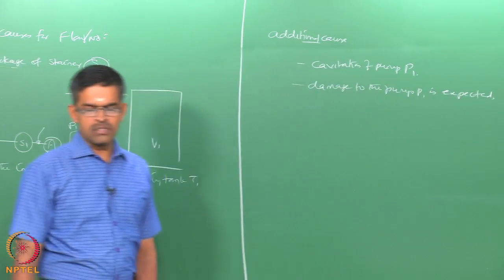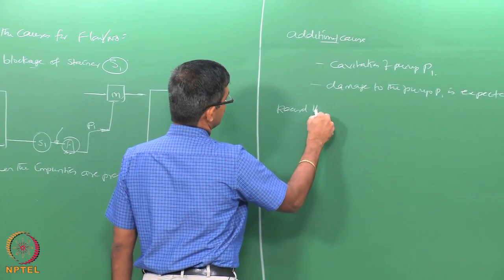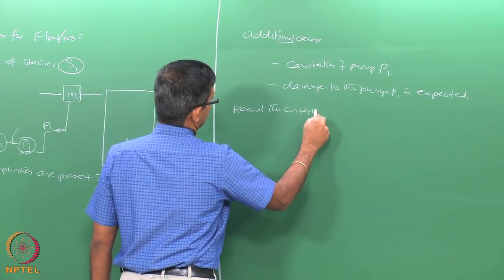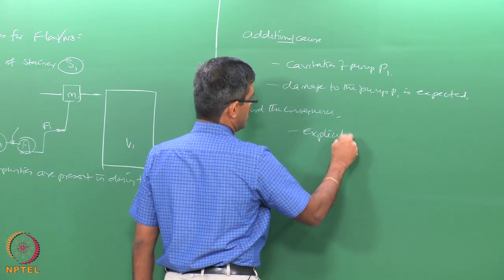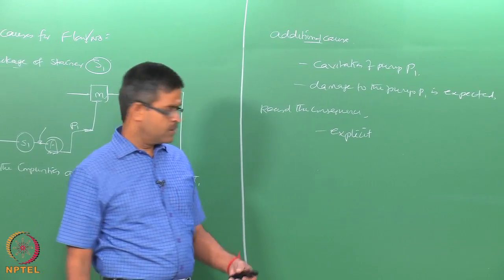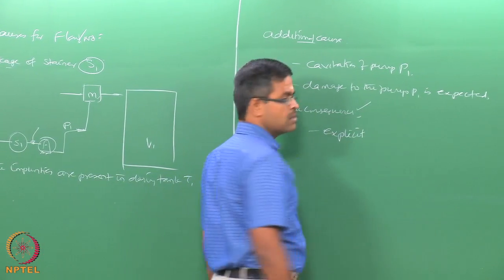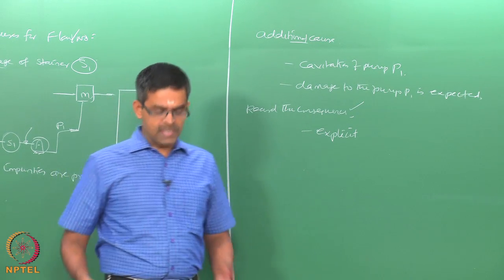So, that could be an additional cause. Therefore, when you record the consequences in your report, you should be very explicit in writing all details about the consequences. So, your consequences should be explicit, arising from what reason, why it is happening.